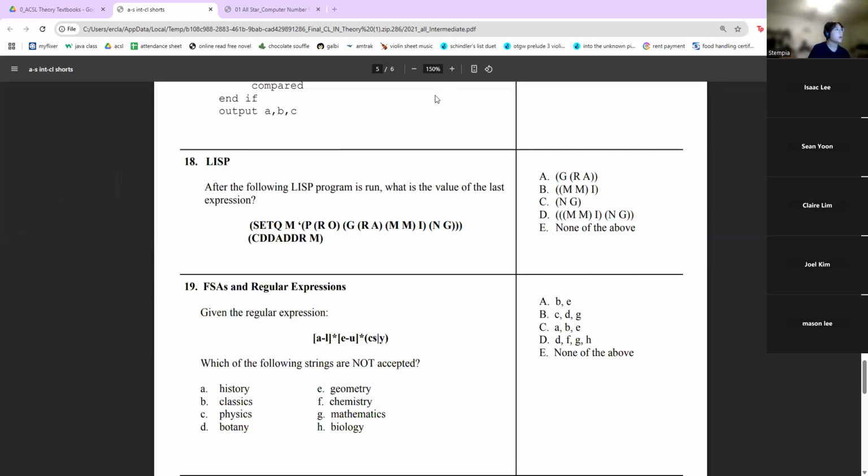All right, number 18. After the following list of programs run, what is the value of the last expression? Oh boy. Okay, let's write this all out. We have P and RO, G, RA, G, RA, MM, I, G.